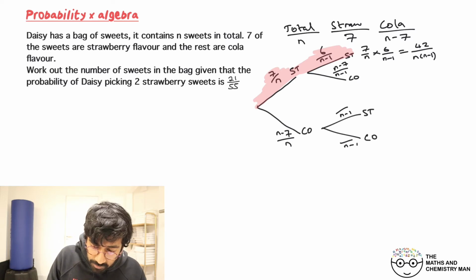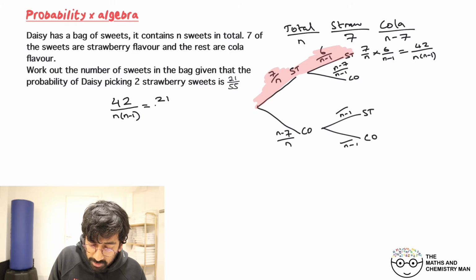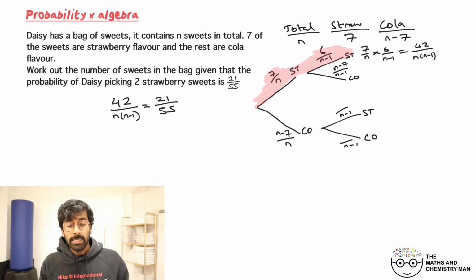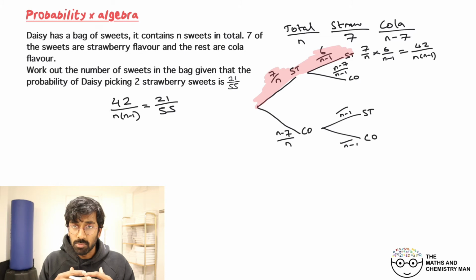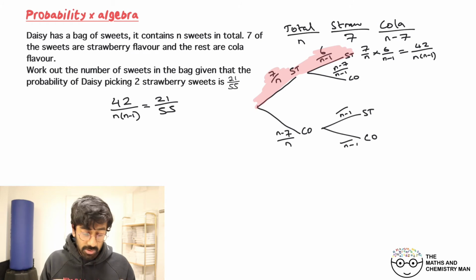So we can go with 42 over N and then N minus 1 is equal to 21 over 55. There we go. Now from here, there are numerous different ways that you can solve this question. Easy way to do it, I don't know if you can spot this or not: if that's 42, you could just double this and make this 42 over 110 as well.